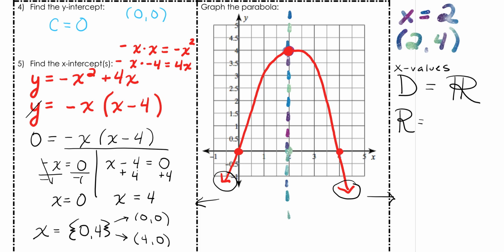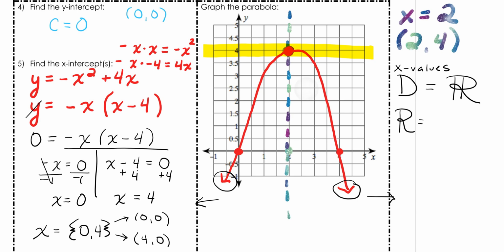Well, the range is going to be restricted because there's always a maximum or a minimum point. In this case, we have a maximum point. The vertex is your maximum, meaning right here, that's your limit. You're not going above 4 on the y-axis. You're not going anywhere above that point, which means 4 is the very highest y value that you can have.